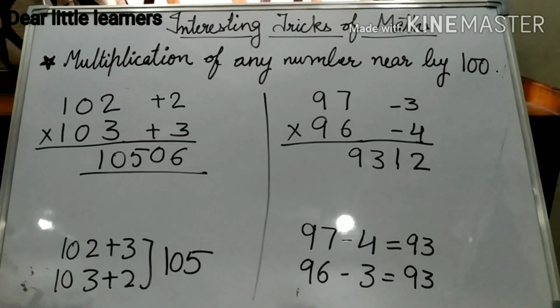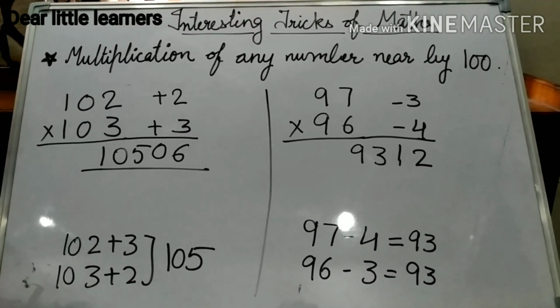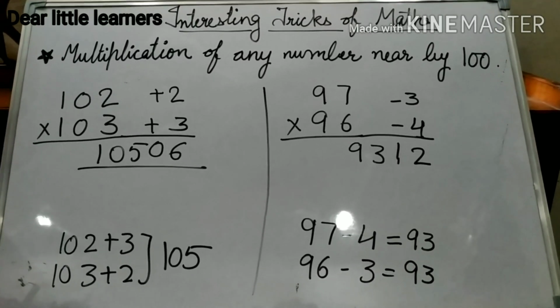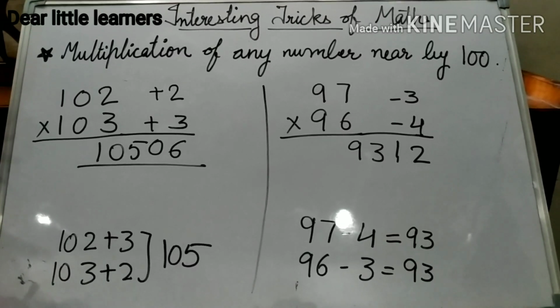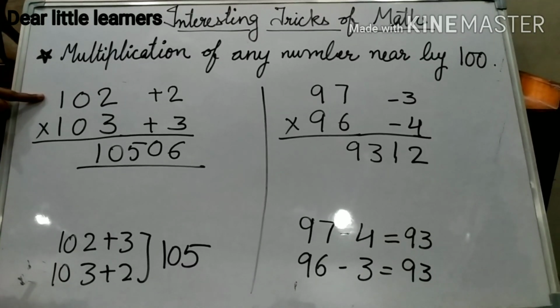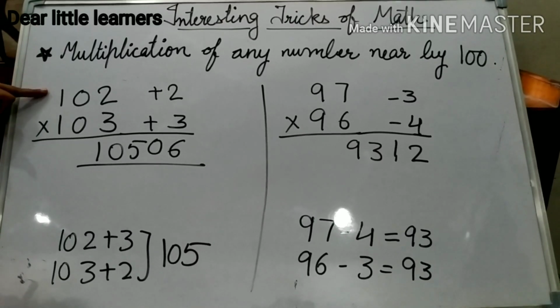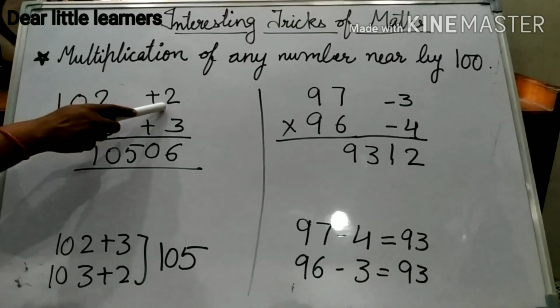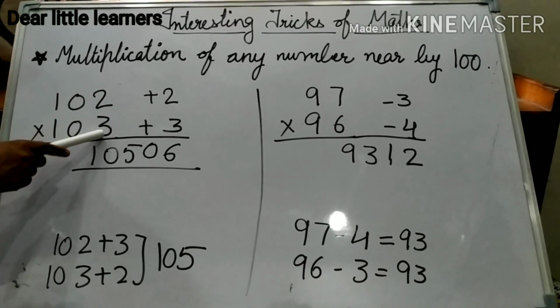Now children, in this trick I am going to tell you how to find out the multiplication of any number nearby 100. So I have taken an example here. The first example is, suppose I have to multiply 102 by 103. Here 102 is 2 greater than 100 and 103 is 3 greater than 100.